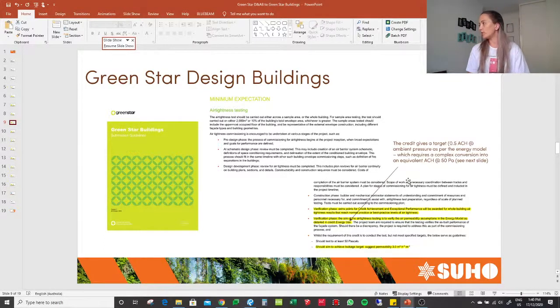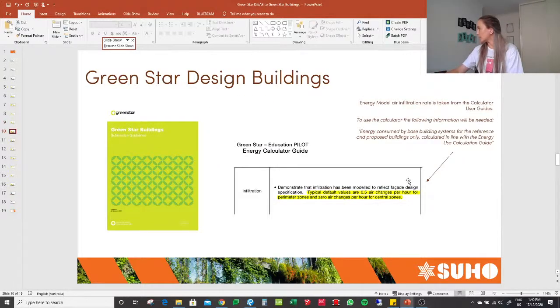So you have to dig a little bit deeper to find out what the air infiltration assumption is supposed to be in the model. It directs you to the calculator, which then directs you to the energy calculation guide. And once you get to this section, it tells you that the default air changes that need to be input into the thermal model is 0.5 air changes.